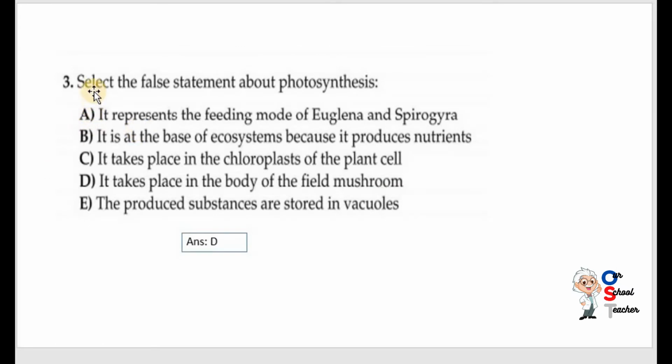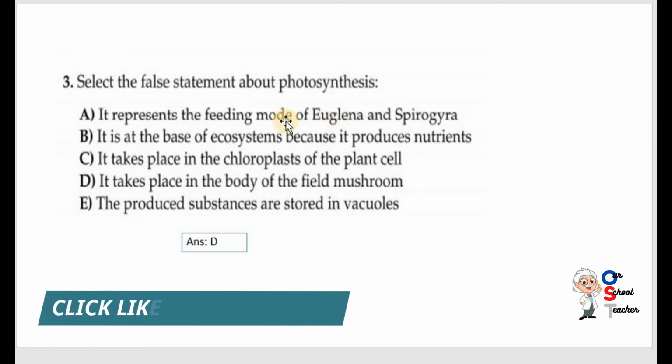It's also a very easy question because we have discussed unicellular and multicellular organisms, unicellular animals, unicellular plants as well. Select the false statement about photosynthesis. A. It represents the feeding mode of Euglena and Spirogyra. Euglena is also a unicellular plant, Spirogyra is algae. So both perform photosynthesis. Feeding mode is photosynthesis.